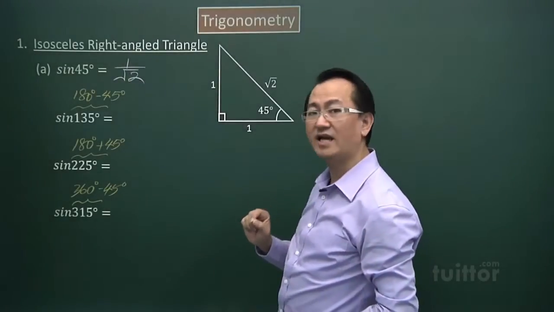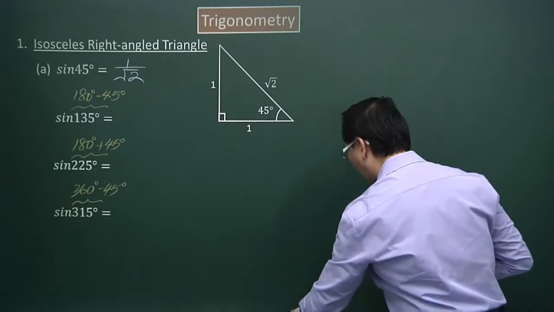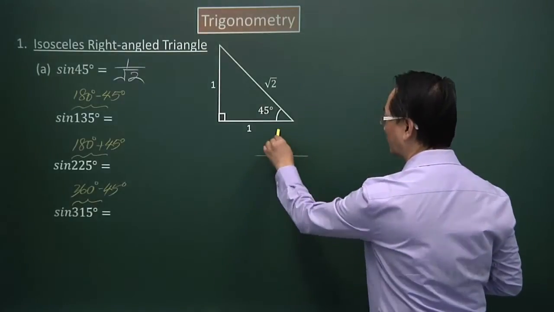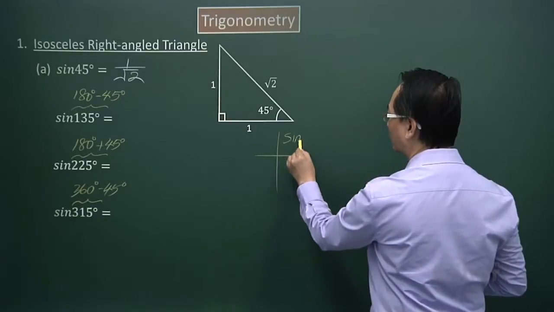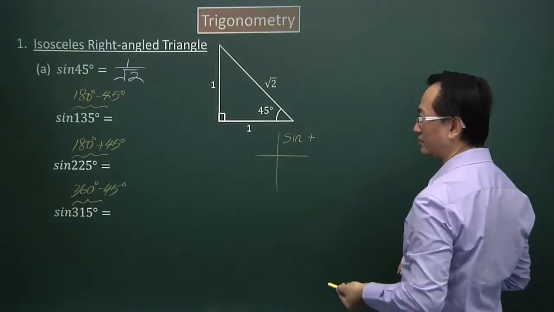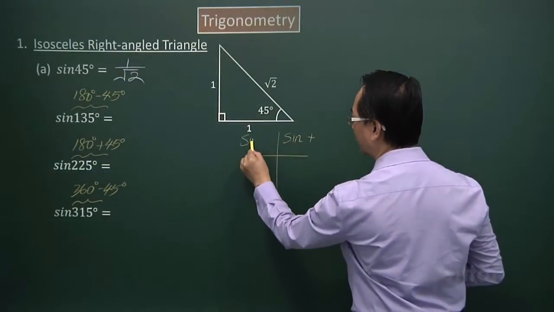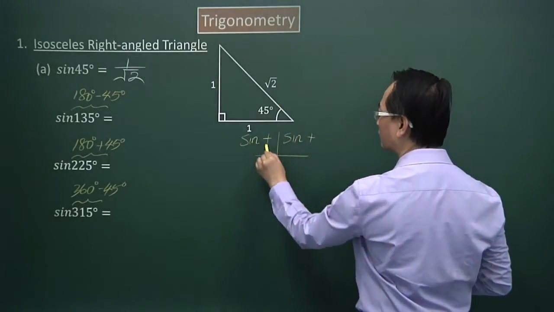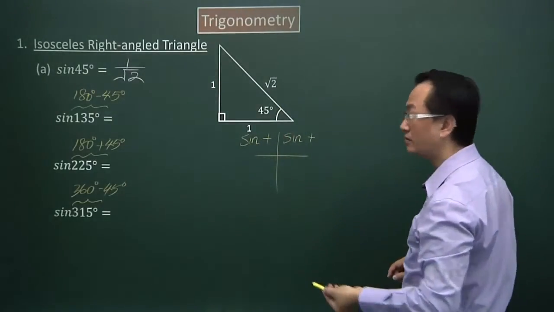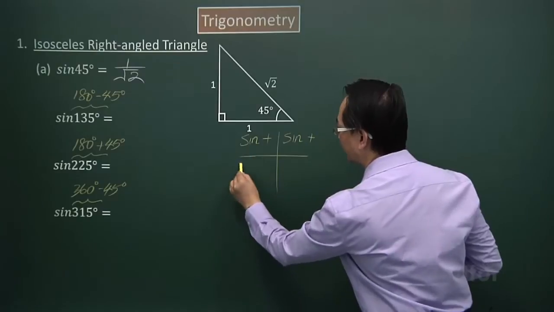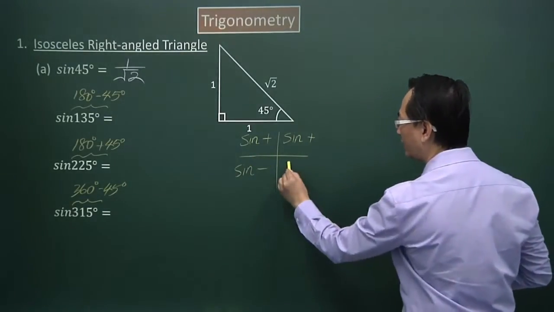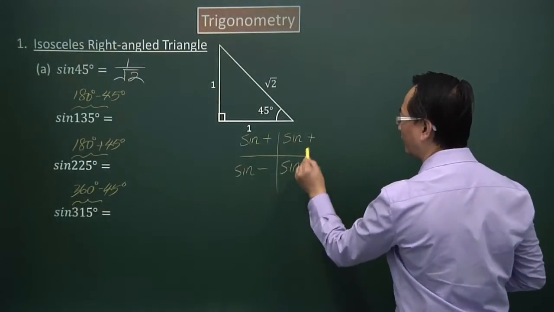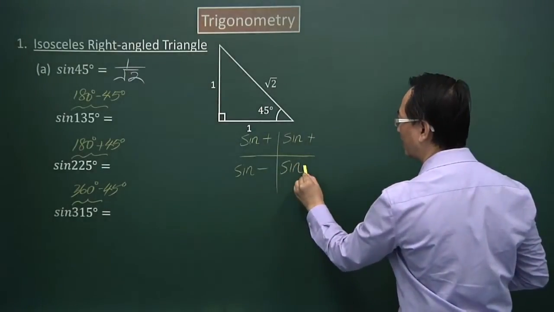But we have to take care of the sign. So we have to go back to the idea of the 4 quadrants. Sine of a first quadrant angle will give me a positive value. Sine of a second quadrant angle will give me also a positive value. Sine of a third quadrant angle will give me a negative value. Sine of a fourth quadrant angle will give me a negative value.